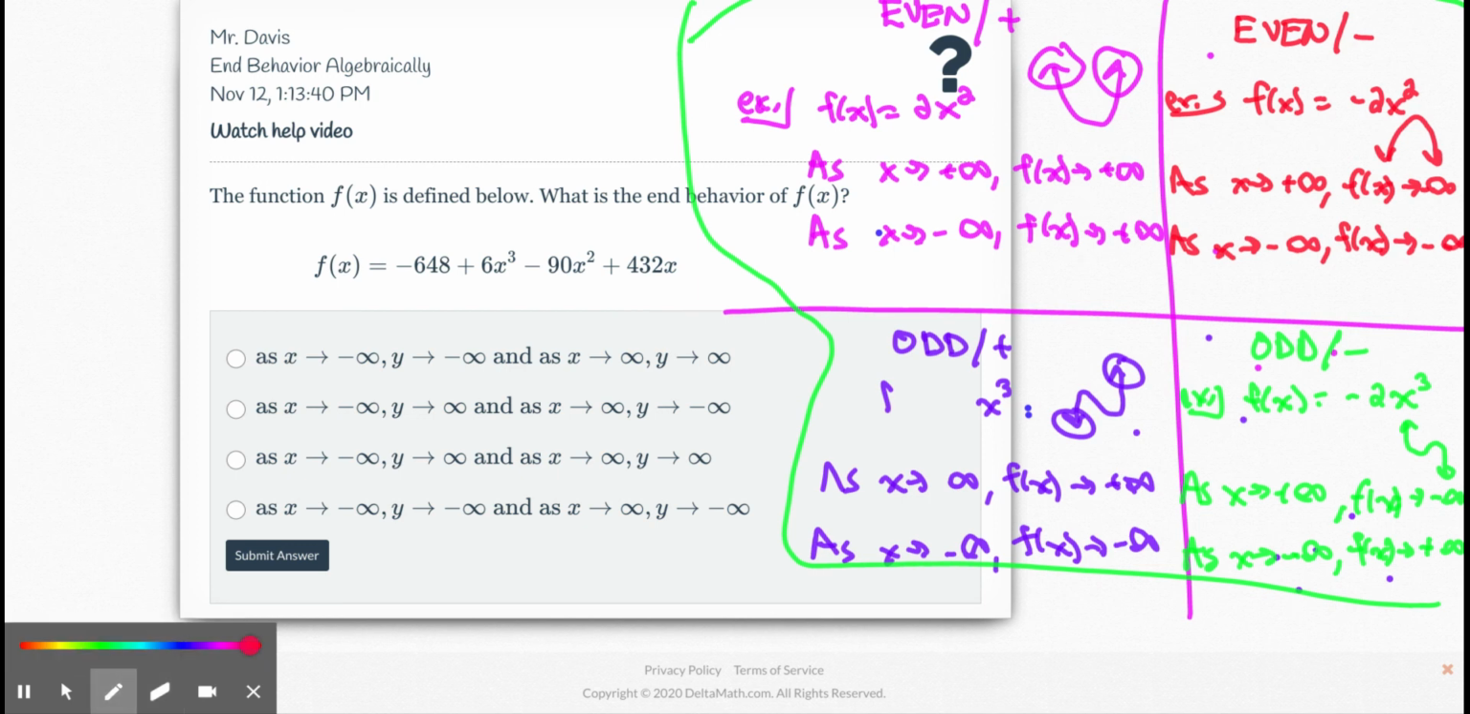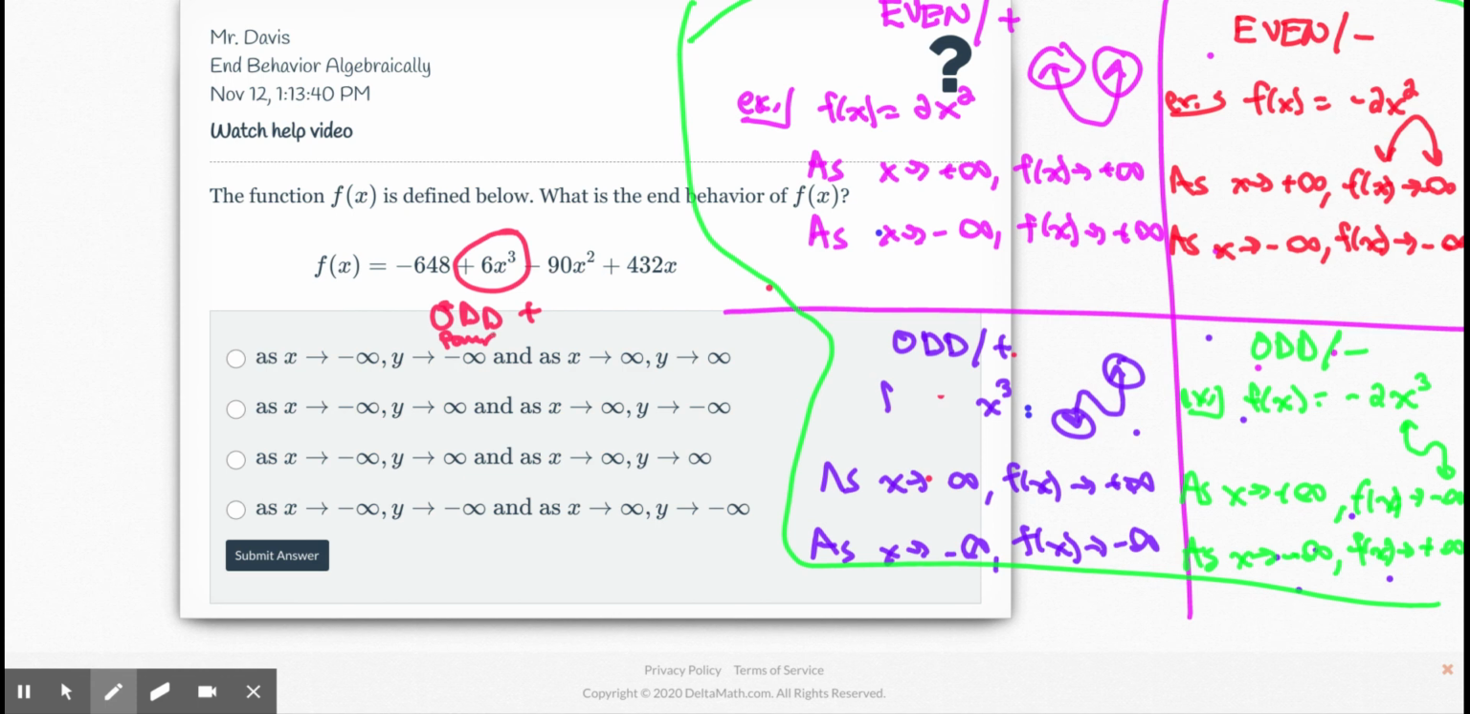All right, next one, let's identify the leading term. So our highest power here is 6x to the third. Notice I circled the sign that goes with it as well. It's a positive and it's an odd. So this is an odd because the exponent's odd, odd positive. One common mistake is to look at the 6 and say, well, that's even. That's not what we're talking about. We're talking about an odd power. So make sure you get the odd power and then a positive leading coefficient.